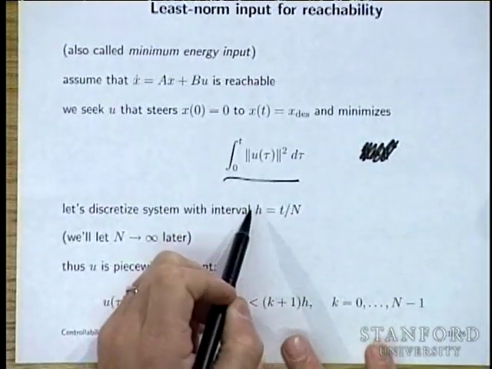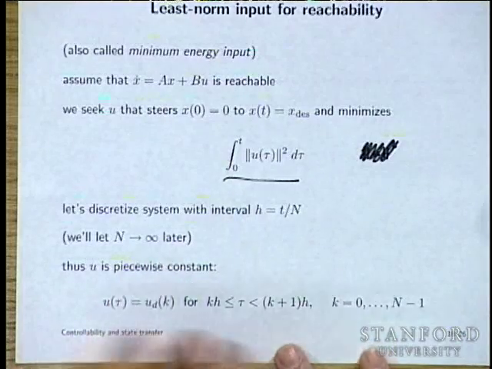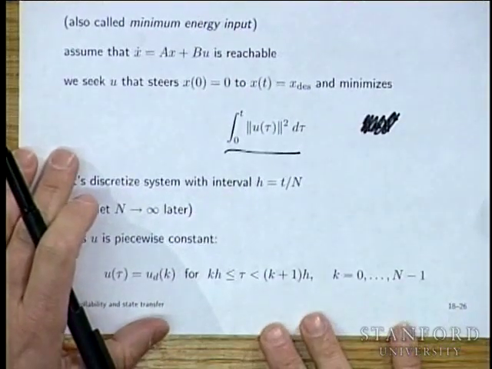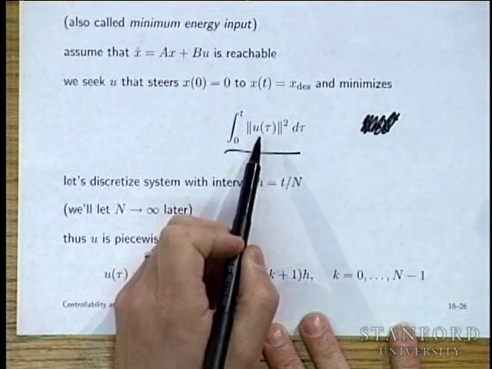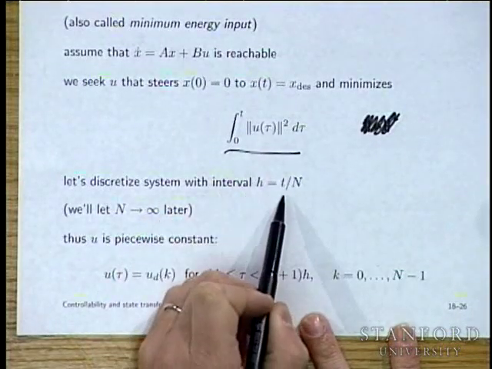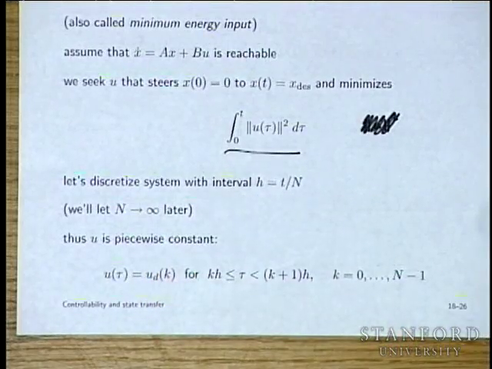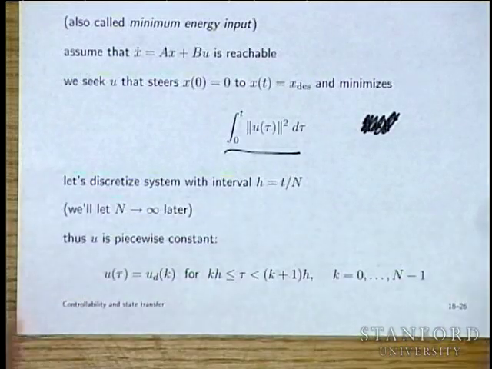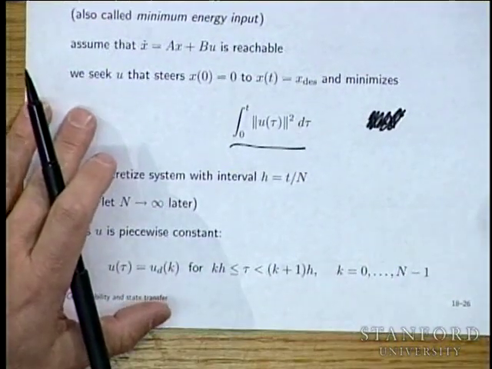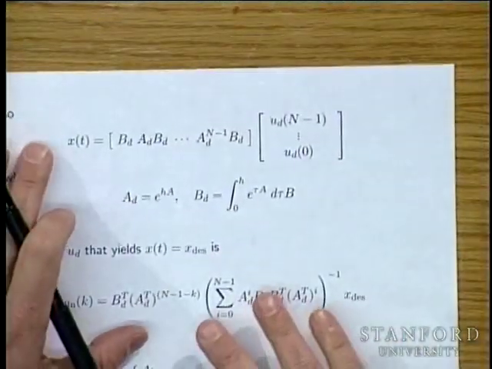So let's just discretize the system with an interval T over N. Later we're going to let N go to infinity. So we're actually not going to look at first over all possible input signals. We're going to look at input signals that are constant over consecutive periods of length h, which is T over N. So we're not solving the problem. We're actually searching over a finite dimensional subspace of possible inputs, not all inputs. So we'll let them be constant, and we'll just apply our various formulas.